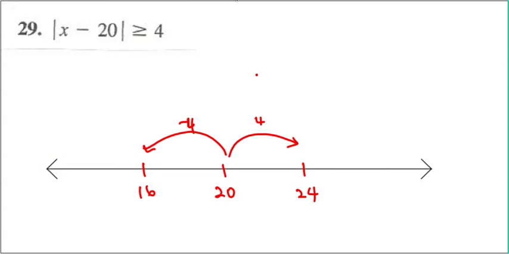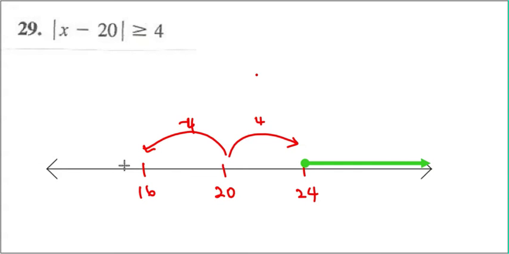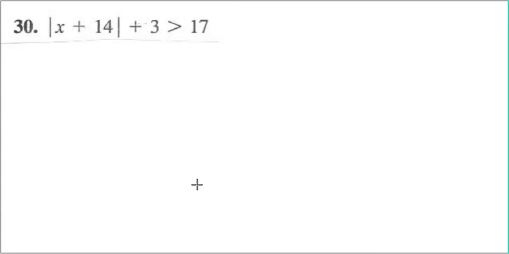So therefore, our answer becomes further out with the underline, so we have to have a closed circle at both ends. So therefore, this becomes our answer. Number 30.